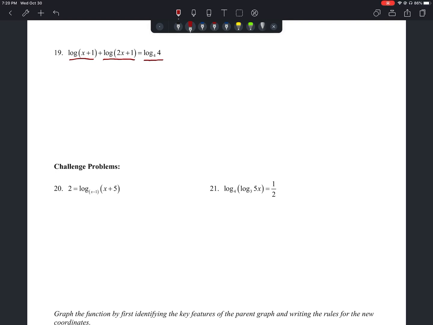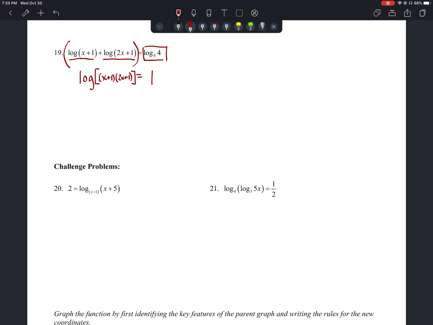So it appears that we've got 3 logs in this, okay? Our logs on the left side are both base 10, and the log on the right side is base 4. But this expression here, log base 4 of 4, we know really equals 1. So let's just go ahead and change that to 1. And anytime we have more than one log on the same side of an equation, our goal has to be to rewrite it as one log. So we're going to use our log properties here to rewrite this as log of the quantity x plus 1 times the quantity of 2x plus 1.